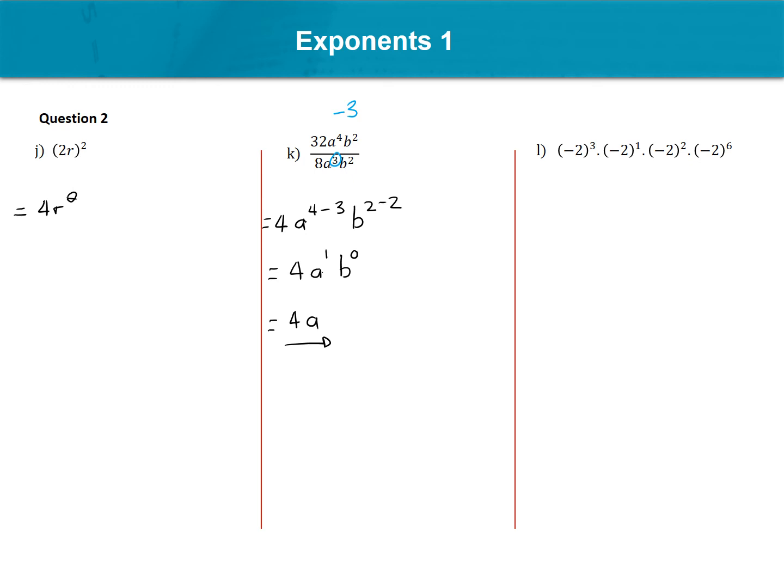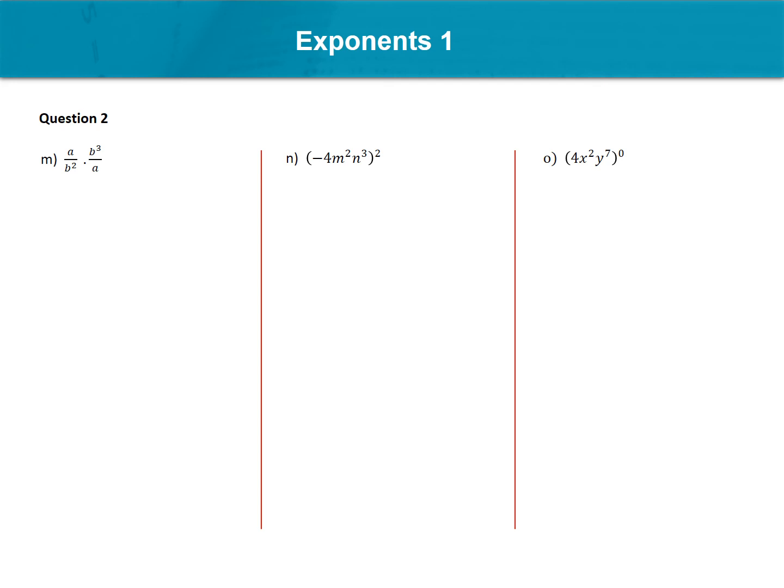So question L, all of our bases are the same. They're all negative 2, which means all we need to do here is add the exponents, because you're multiplying. This dot means it's a times, so you're multiplying each one of these items in this expression. So we can still keep our base of negative 2. Then we're left with 3 plus 1 plus 2 plus 6, which leaves us with minus 2 to the power of 12.